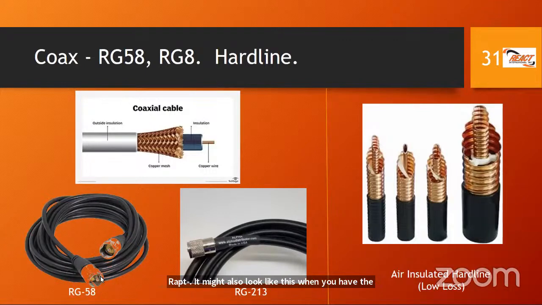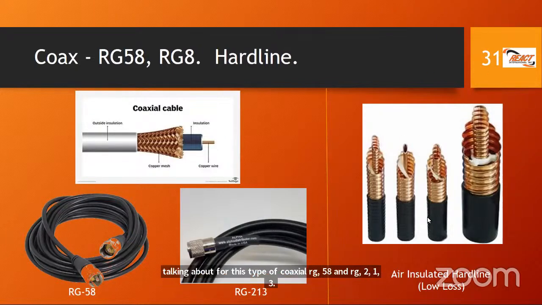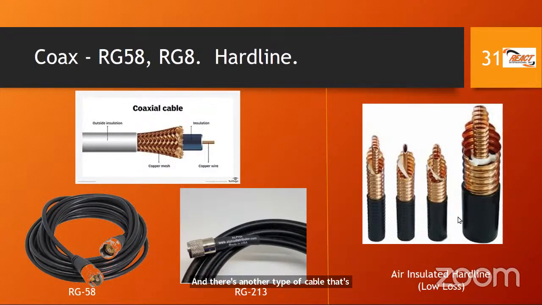And we have two types that we'll be talking about for this type of coaxial, RG58 and RG213. And there's another type of cable that's called hard line. Some people might know it as the trade name Heliax. So this is another type of feed line. This is what it looks like. More on this in a bit.